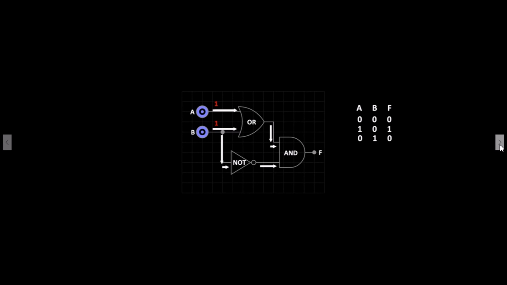Let's now place a 1 signal on both A and B. The OR gate receives a 1 signal at both its inputs, so it produces a 1 output. The NOT gate receives a 1 signal, so it is inverted to a 0. The AND gate receives a 1, 0 signal, so a 0 output will be produced at F. So we can now add the final entry to the truth table. A 1 on input A and a 1 on input B will produce a 0 at output F.